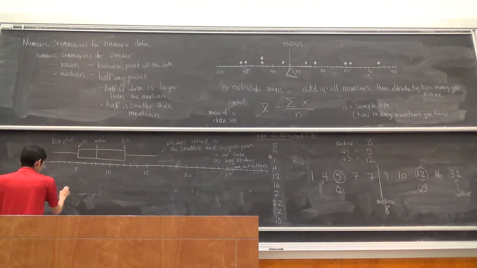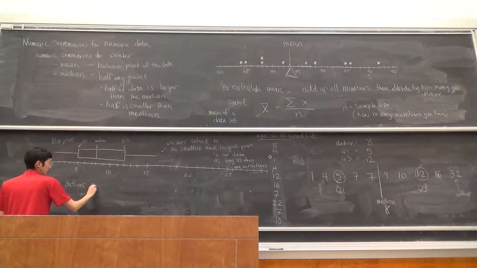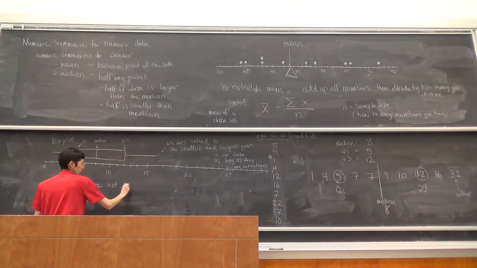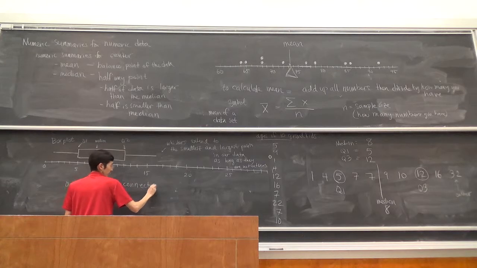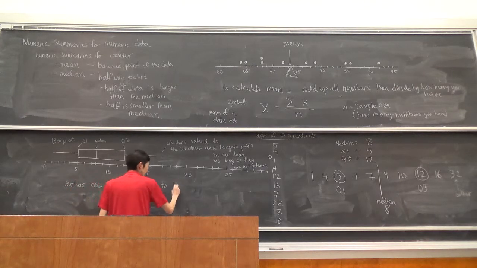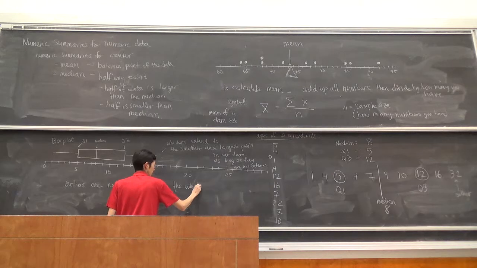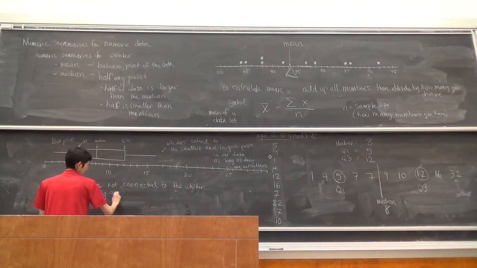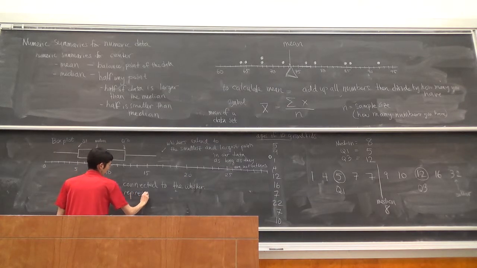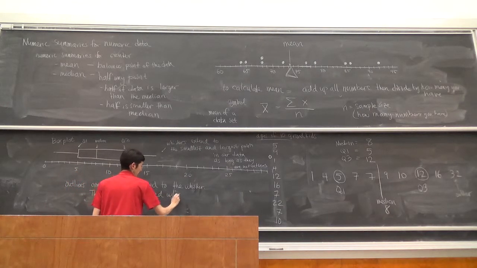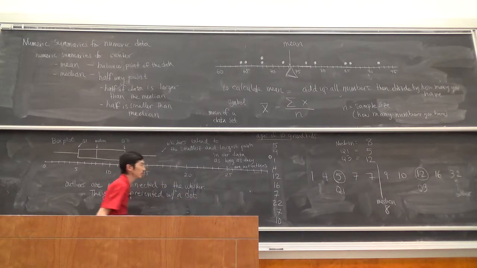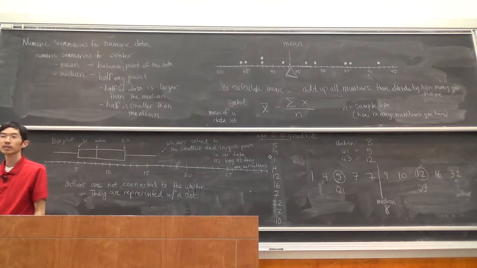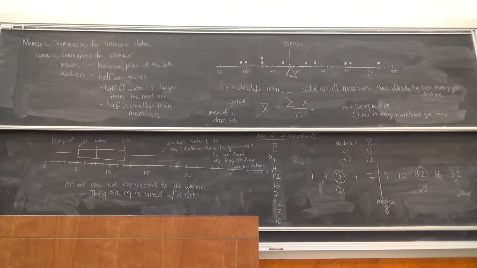So on box plots, outliers are not connected to the whisker. They are represented with a dot. Is that okay?